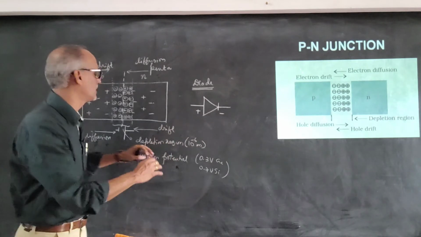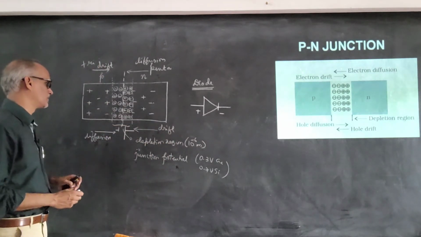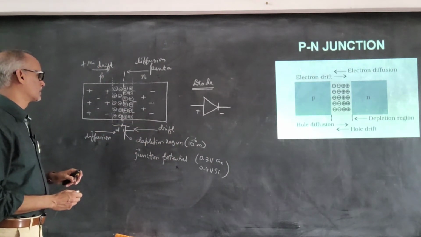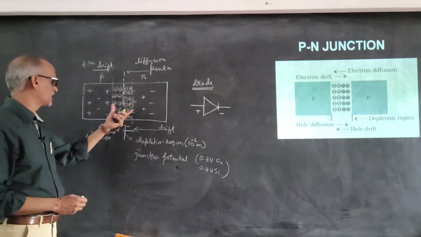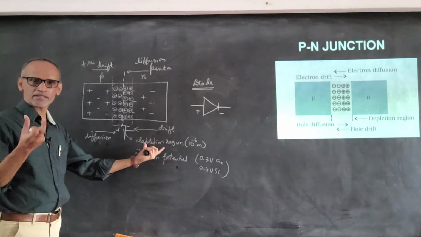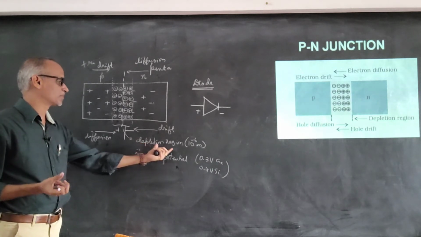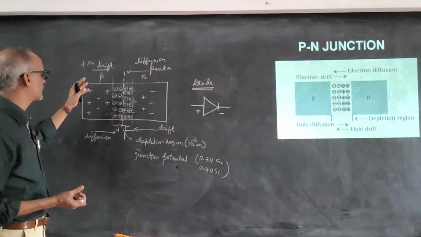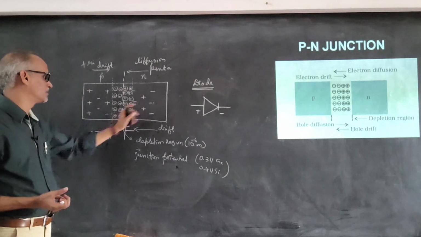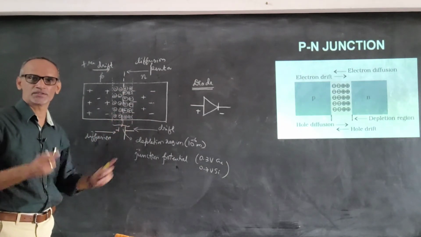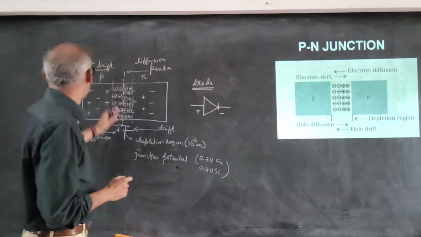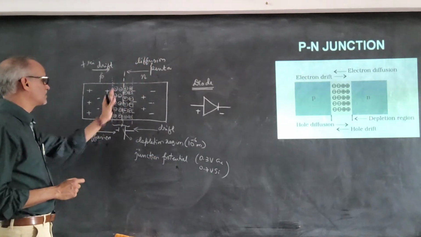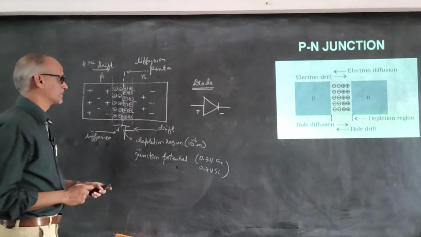So whenever a PN junction is formed, one end is the P side, the other end is the N side, and they are separated by a very small region called the depletion region. We find charge carriers only in the P region and N region, but not in the depletion region. In the depletion region, we see only the ions. On the P side, we find negative ions, and on the N side, we find positive ions.